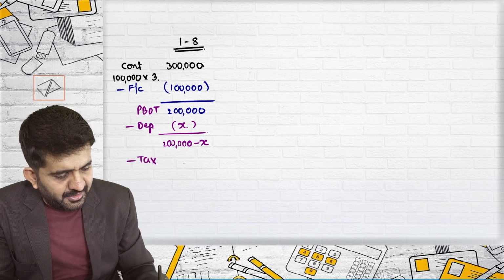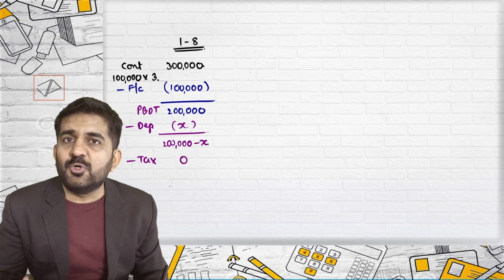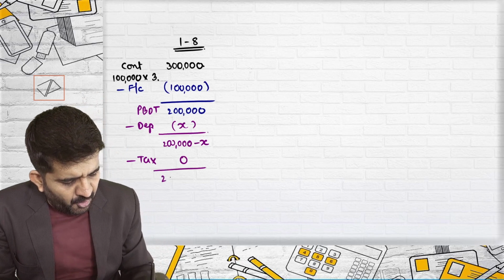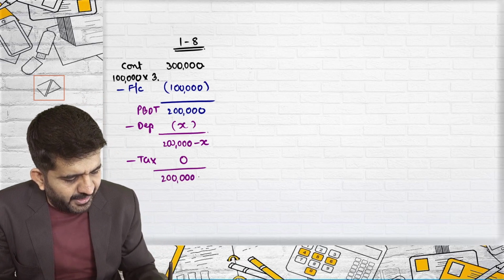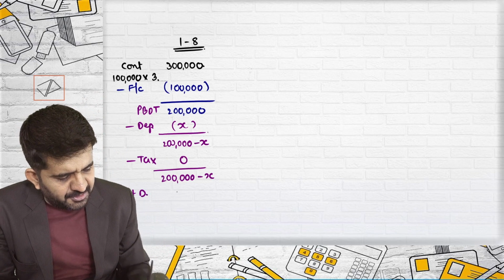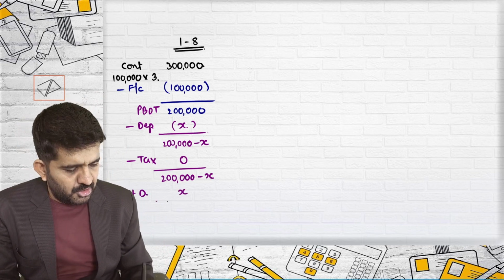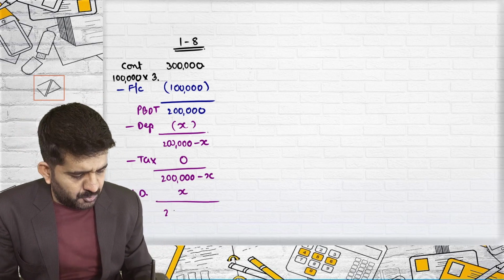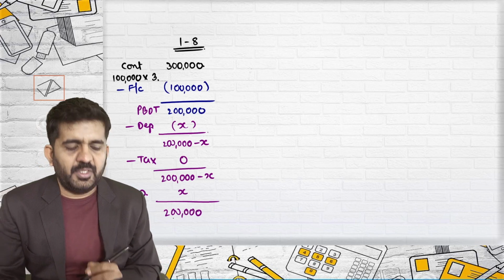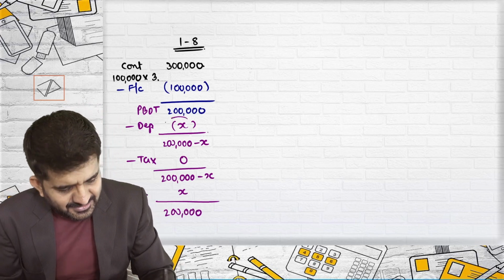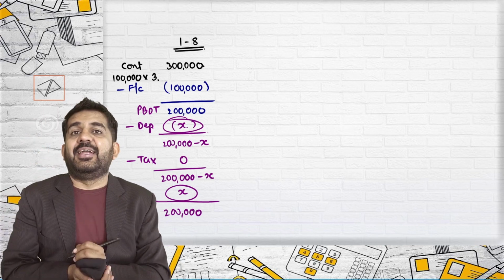This is my profit before depreciation and tax. Minus depreciation. I am not even finding out depreciation. Say depreciation is X. This will be 2 lakhs minus X, minus taxation. Taxation is 0. There is no tax. So what will be profit after tax? 2 lakhs minus X plus depreciation. Depreciation is X. So 2 lakhs minus X plus X will be nothing but 2 lakhs. X is subtracted, X is added.